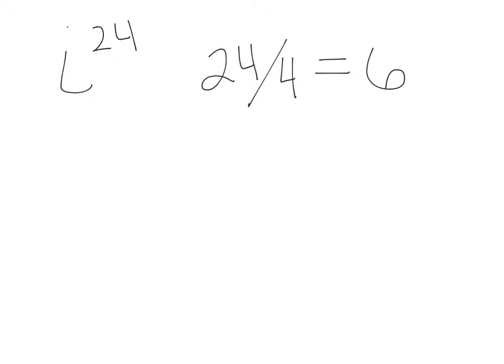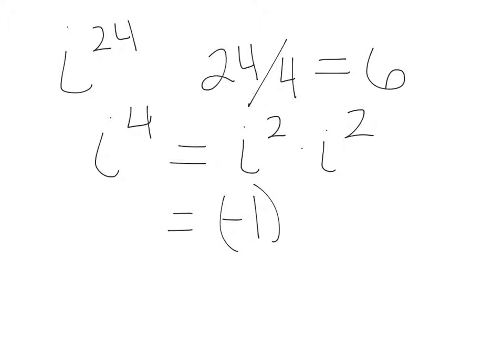But when you have no remainder, it goes in evenly. It's equal to i to the 4th power. i to the 4th is the same thing as i squared times i squared. i squared, we know, is equal to negative 1. So negative 1 times negative 1 is simply 1, and the answer was, again, letter C.